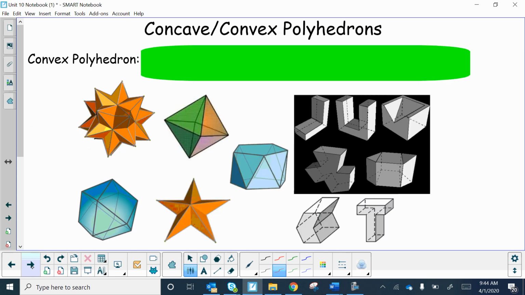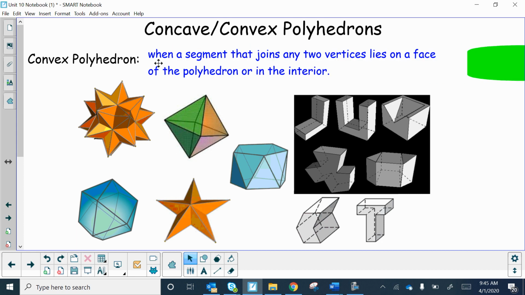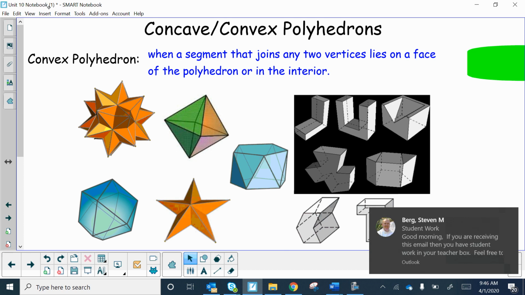And then lastly, there's what you call concave versus convex polyhedrons. So we're just going to write the definition of one. Let's write the definition of a convex polyhedron. This is when a segment that joins any two vertices lies on a face of a polyhedron or in the interior.